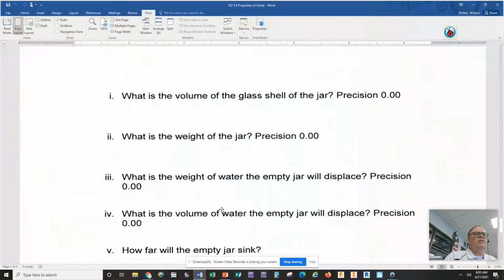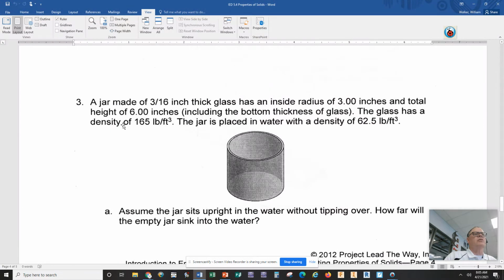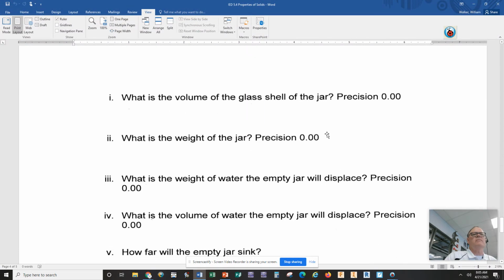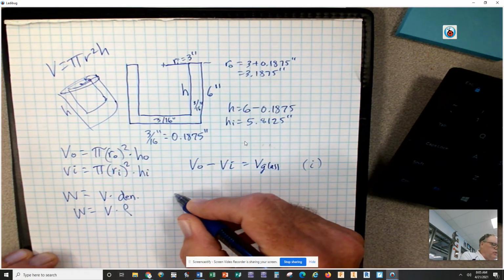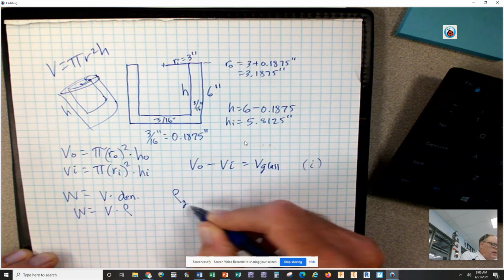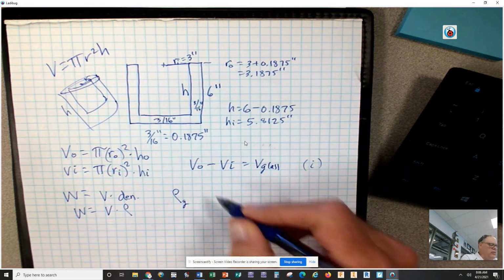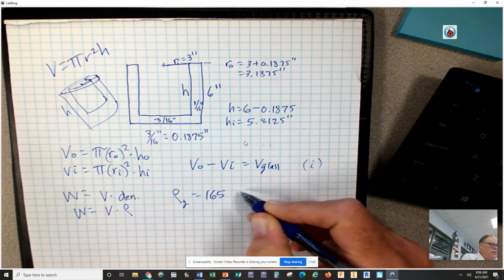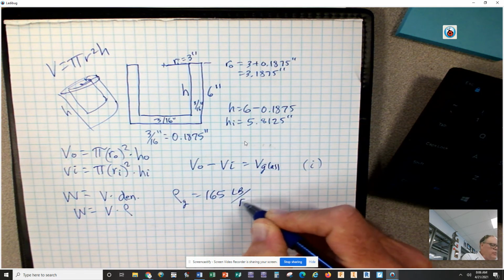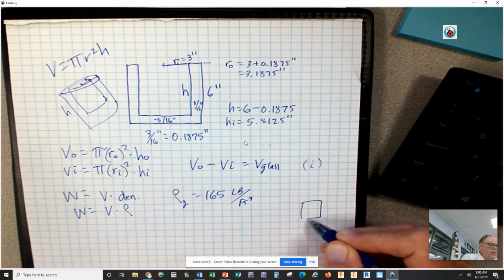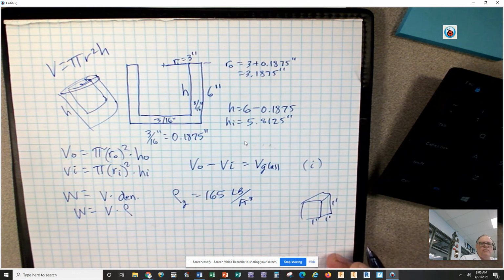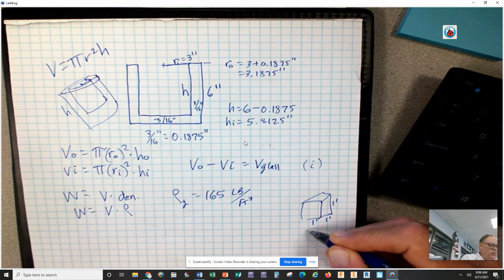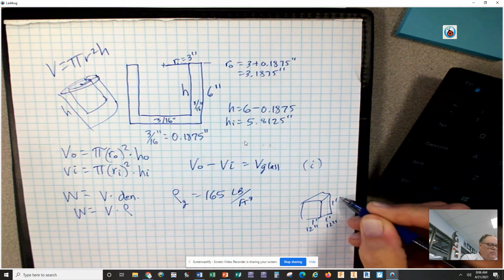So if you look up here in the original problem, it said the density of glass is 165 pounds per cubic foot. Okay. So remember, we're dealing in inches. So if the density of glass, I'll put a G there for glass, is 165 pounds per cubic foot, if you have a 1 foot by 1 foot by 1 foot cube, and you break that into inches, there's 12 inches in a foot, right?